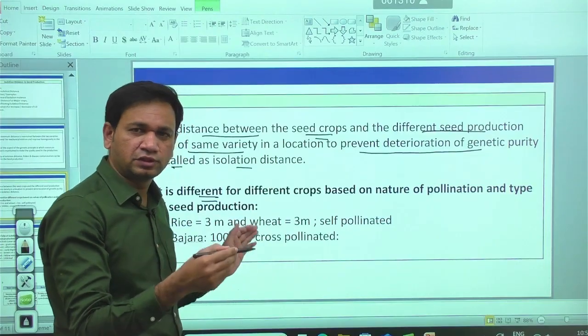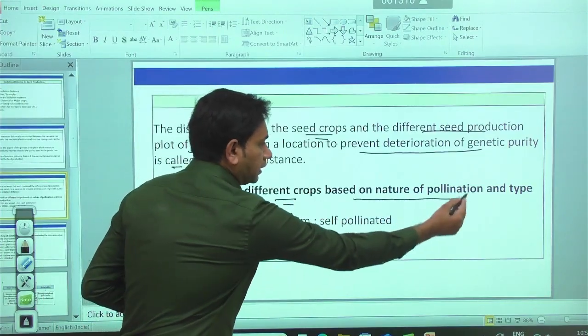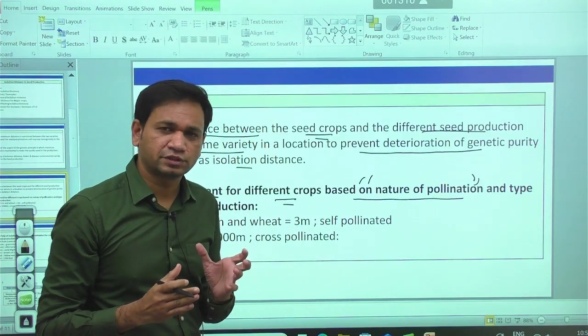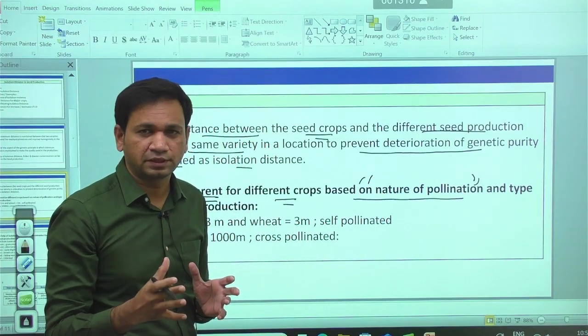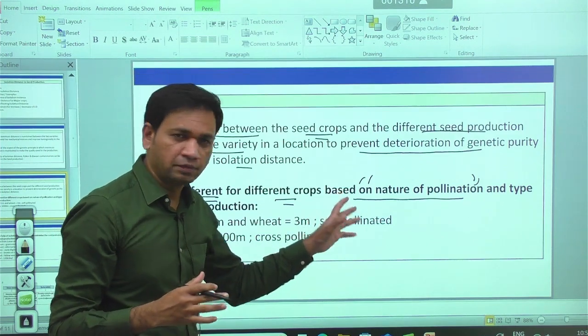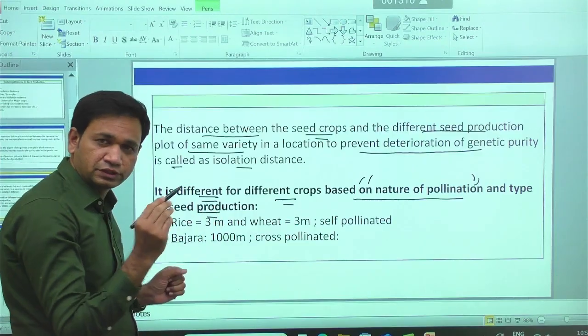There is a different isolation distance we have for different crops, based on the nature of the pollination. Based on the nature of the pollination, we have three types of crops: some are self pollinated, some are cross pollinated, some are often cross pollinated. According to the nature of the pollination, there is a different kind of isolation distance here, right?